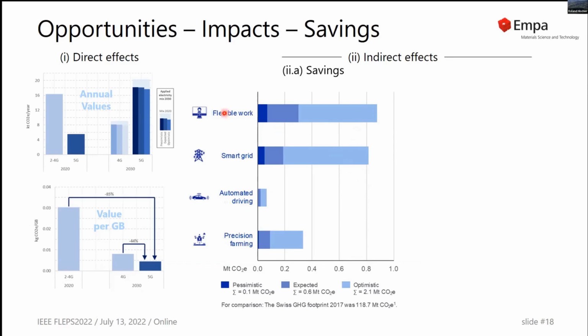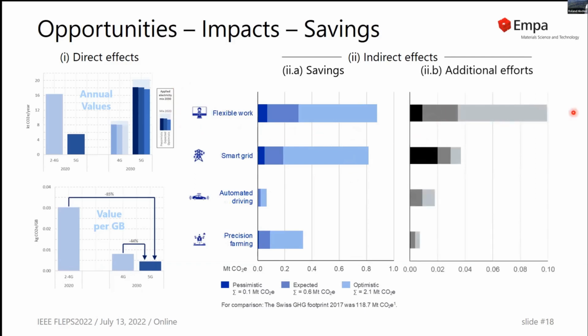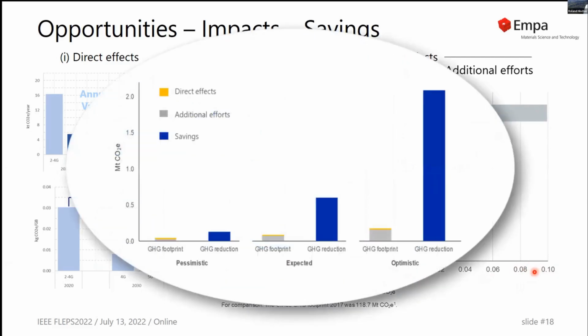Of course, in order to do this, we need additional infrastructure. And so we don't only use the 5G network, but I need a second screen at home so that I can do flexible work. We need some additional controlling elements in our electricity grid and so on. So here you see the impacts of these additional devices that are needed. However, if you look at the scale here, you see we are in a completely different order for this.